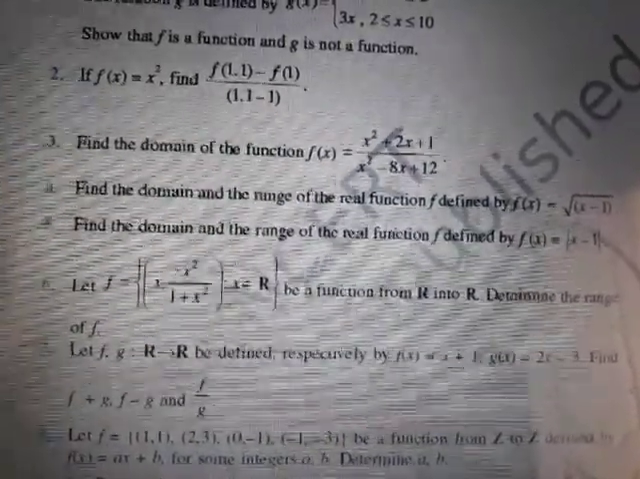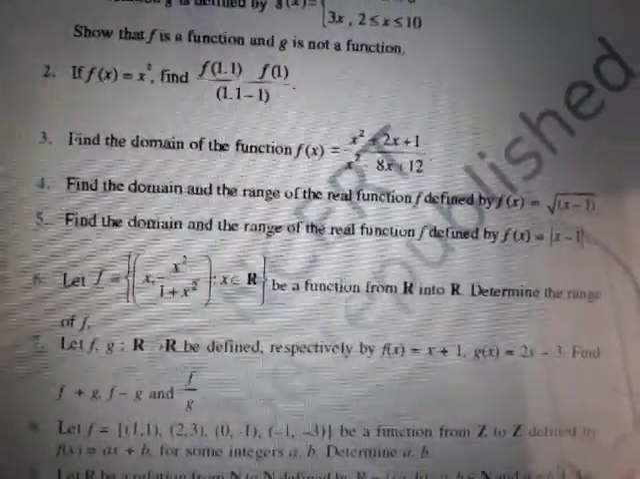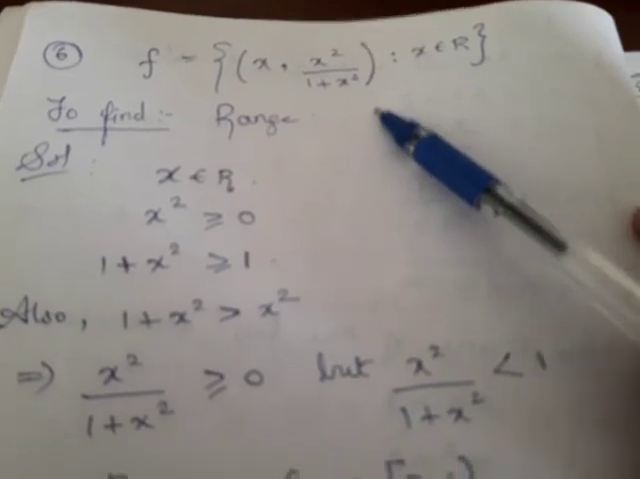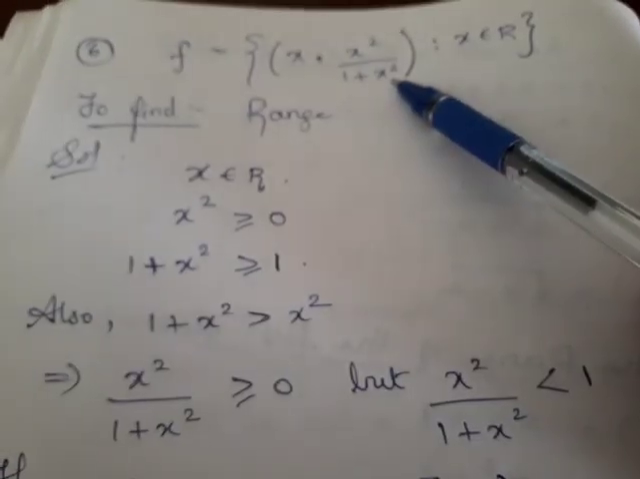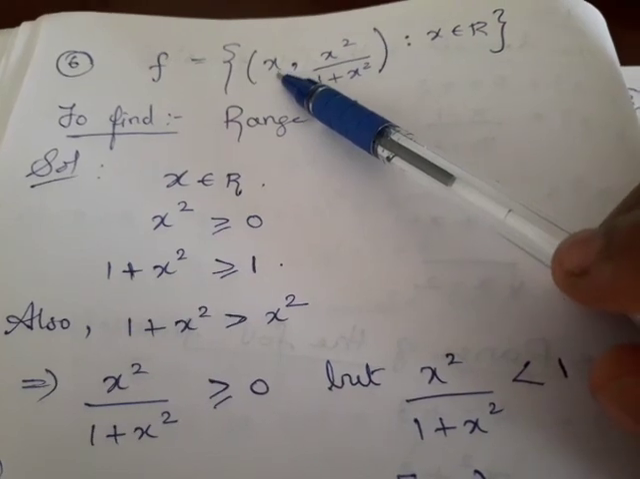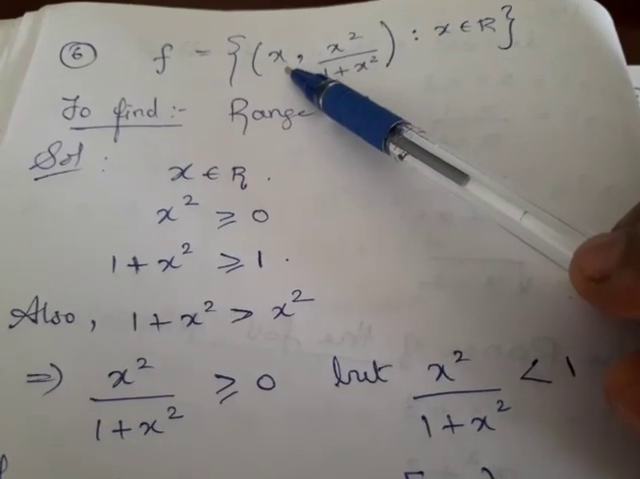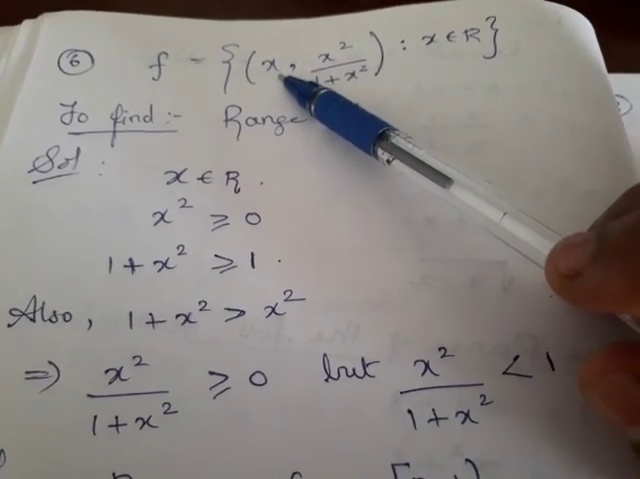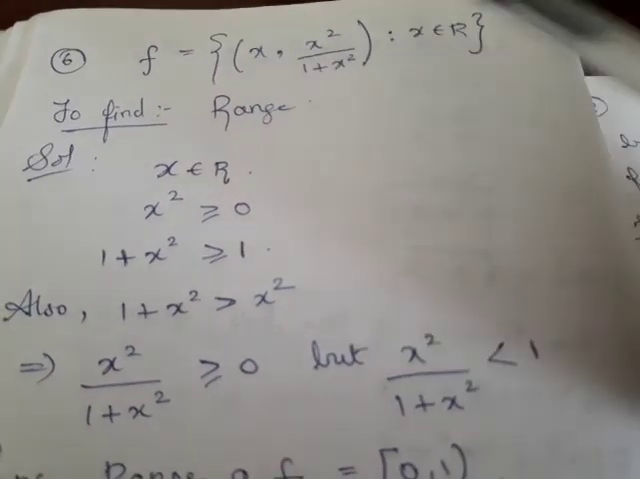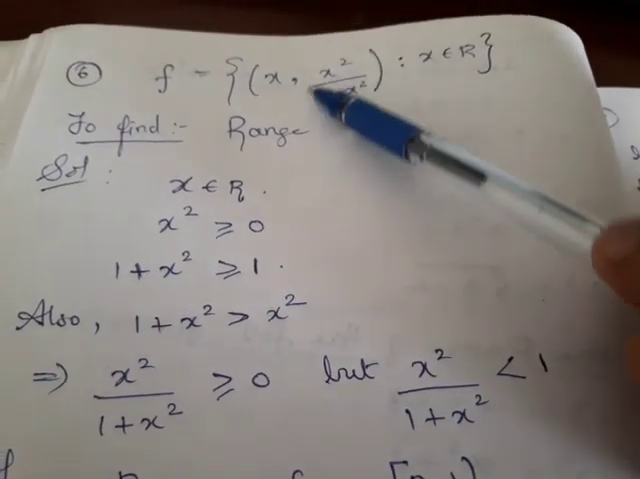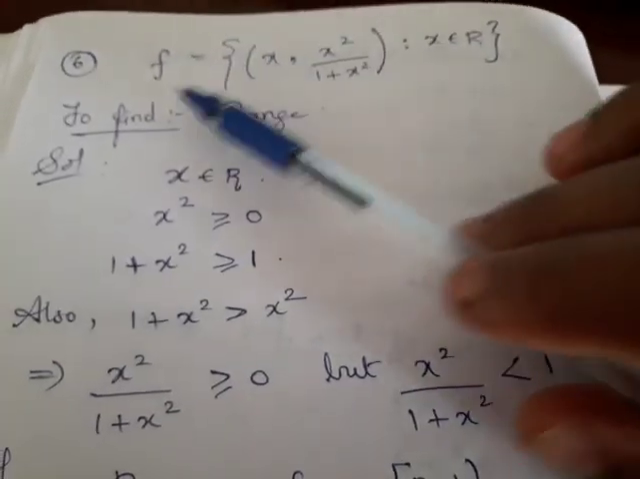Let function f be defined from R to R. Determine the range of f. So let us see how we can solve this. See, here the function is given as ordered pairs, so don't get confused. How will we write the values in an ordered pair? We will write the element from the first set, in the sense the element from the domain, as the first element of the ordered pair, and the element it maps to, that is the element in the codomain or the range, as the second element of the ordered pair. That's how we will write.